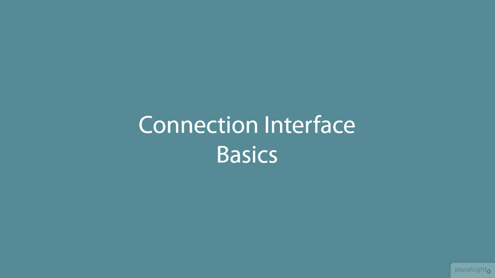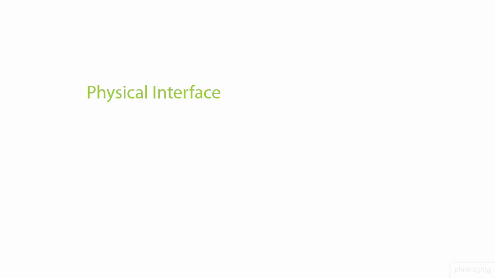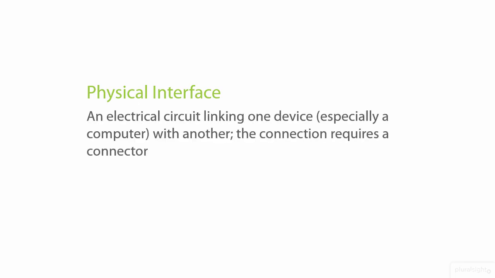Connection interface basics. Vocabulary is always the start of our learning, isn't it? So to that point, let's define what a physical interface is. A physical interface is an electrical circuit that links one device, specifically, let's say a personal computer, desktop or laptop, it doesn't matter, with another device. And this connection requires some kind of connector.